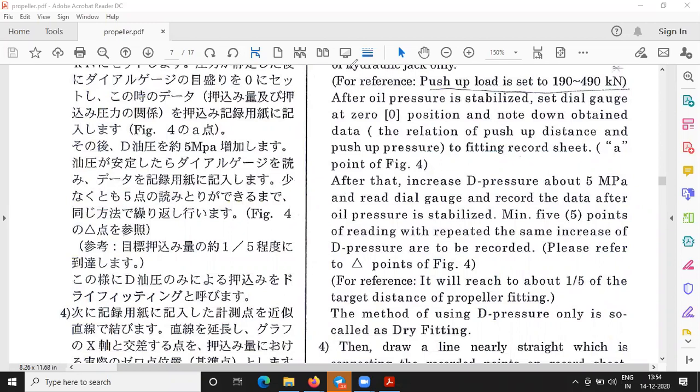So see here, let's read out here. After the oil pressure is stabilized, set the dial gauge at 0. Now why are you setting it as 0? You have given some pressure, there is no movement from the propeller. That is the point where you see the stabilizing. And now any further pressure you give, what will happen? The pressure will start rising up and the propeller will start moving inward. This is now the starting point.